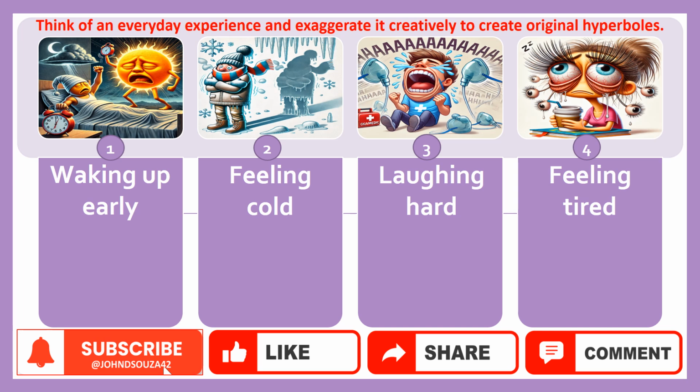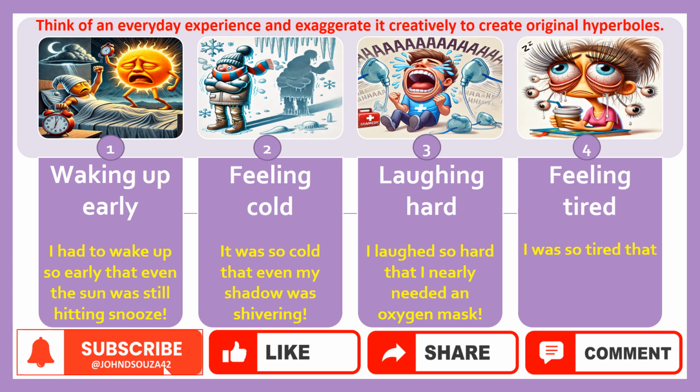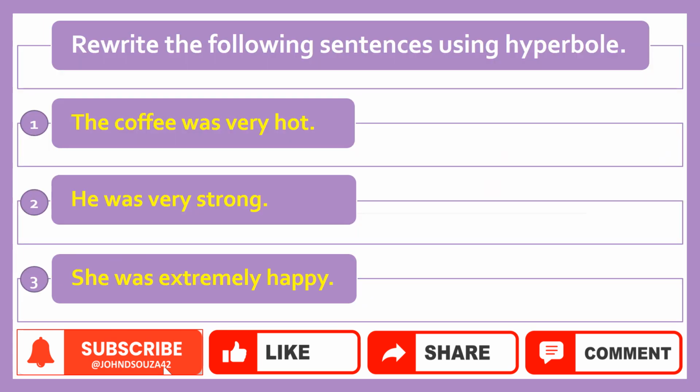Think of an everyday experience and exaggerate it creatively to create original hyperboles. First, I had to wake up so early that even the sun was still hitting snooze. Second, it was so cold that even my shadow was shivering. Third, I laughed so hard that I nearly needed an oxygen mask. Fourth, I was so tired that my eyelashes refused to stay up.